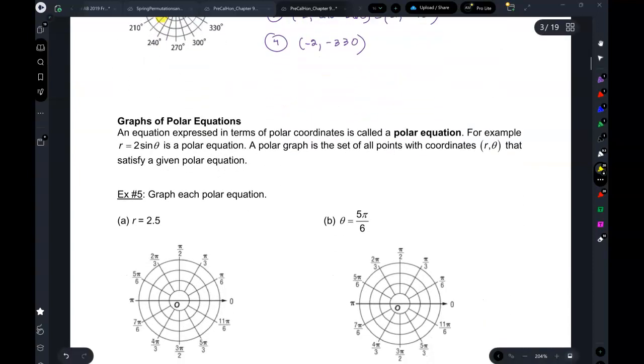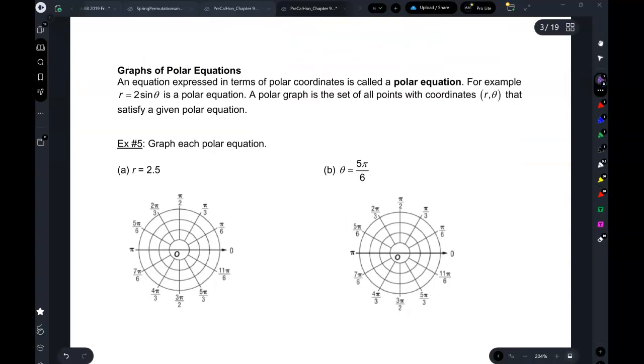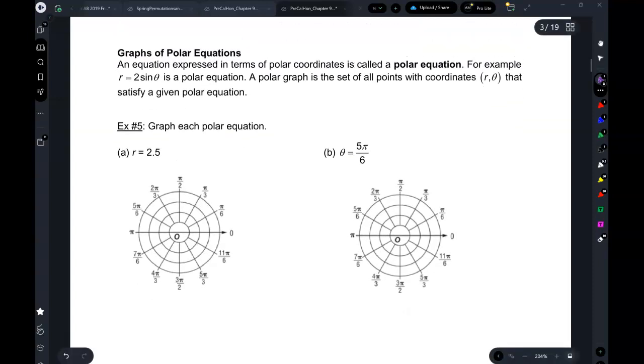Okay. So graphs of polar equations. Let's talk about polar equations. So on the coordinates, all we've done is basically learned how to graph similar things to coordinate points like 3 comma 4, negative 7 comma 5. That's all we've done so far. So what about equations, right?